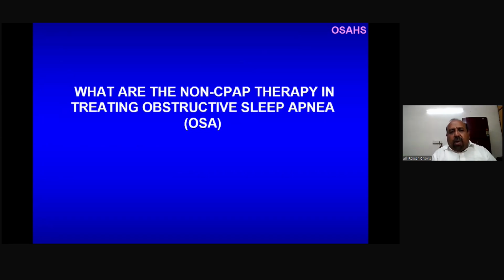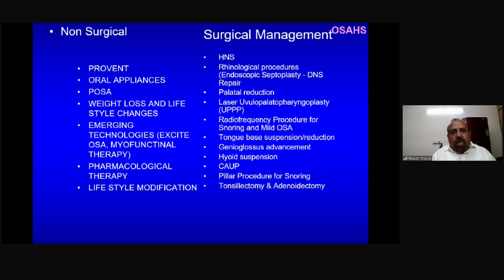What are these non-CPAP therapies to treat OSA? We have non-surgical and we have surgical management. In non-surgical, there are ProVent, oral appliances, positional therapies, weight loss, lifestyle changes. New therapies are emerging like Excite OSA, pharmacological therapies, and lifestyle modification. In surgery, there is a plethora of surgeries, but uvulopalatopharyngoplasty is the most commonly performed surgery. DISE is gaining importance in justifying the airway, and which level of surgery should be done.